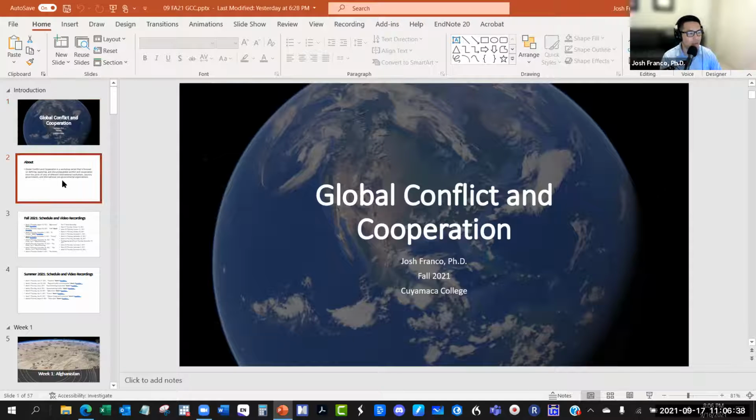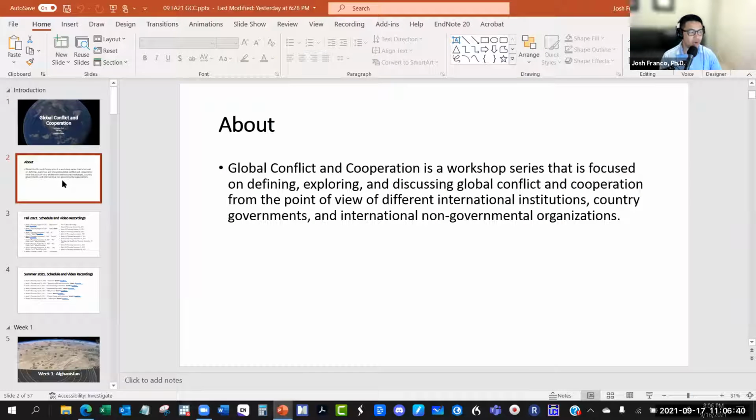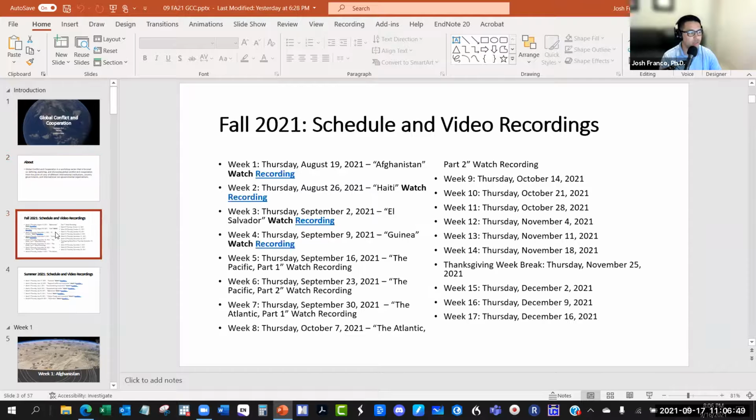This workshop is about defining, exploring, and discussing global conflict and cooperation from the point of view of different international institutions, country governments, and international non-governmental organizations. Now, this is our schedule for the fall. It's every Tuesday, and today we'll be discussing the Pacific Part 1.